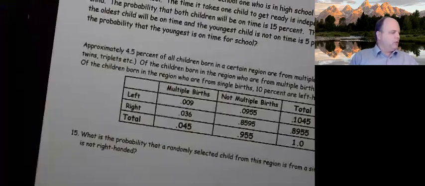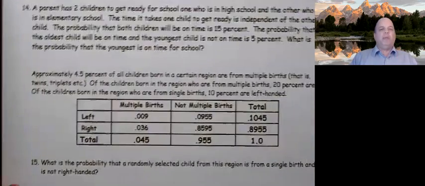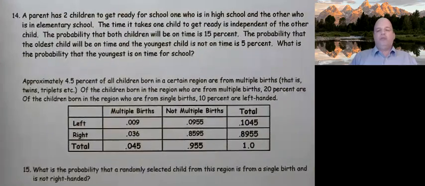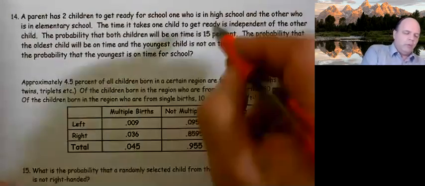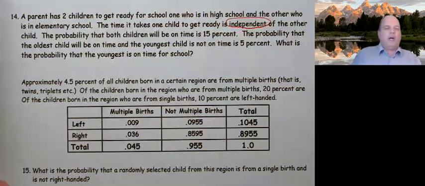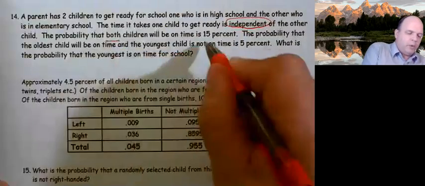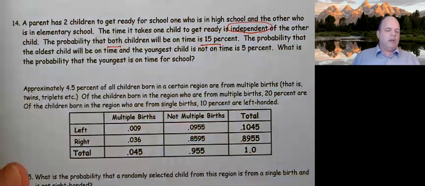Okay, number 14. Apparently this problem gave people a lot of trouble. A parent has two children to get ready for school, one who is in high school and the other is in elementary school. The time it takes one child to get ready is independent of the other. That's probably important because it means I can multiply if I need to. The probability that both children will be on time is 0.15, so both is 0.15. The probability that the oldest child will be on time and the youngest is not is 5%. What's the probability the youngest is on time for school?